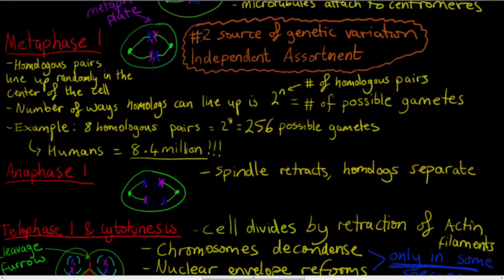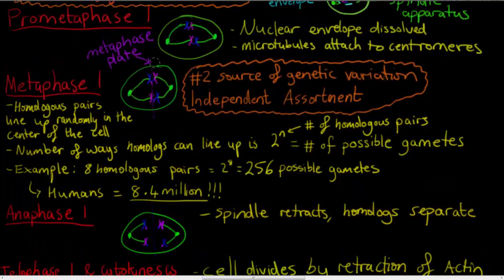This is the second source of genetic variation. It's known as independent assortment. The homologs line up along the metaphase plate. The metaphase plate is the middle of the cell, and the chromosomes line up together in pairs along this part, and it's completely random. That's what independent assortment means: they line up randomly. So the pink and the blue one, the maternal and paternal chromosome, can line up on either side. It doesn't matter. It's completely random.